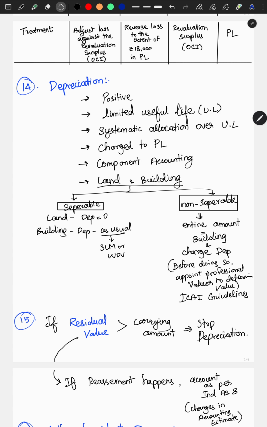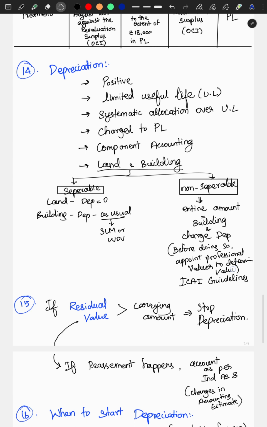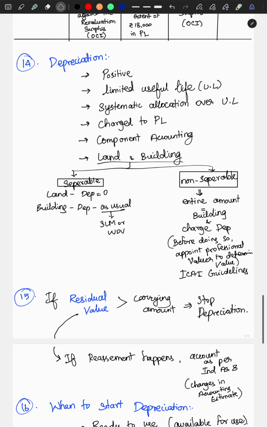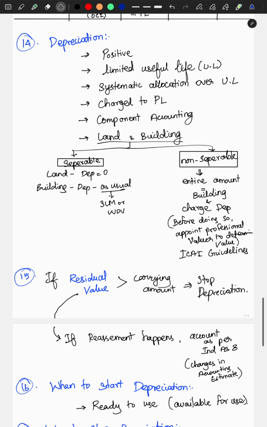If we don't know the value of land and we don't know the value of building separately, but we know on an overall basis, the entire amount has to be considered as building and we charge depreciation on the entire amount of land and building. But before doing so, we have to appoint a professional valuer to determine the value separately. This is what ICAI has given us as guidance.